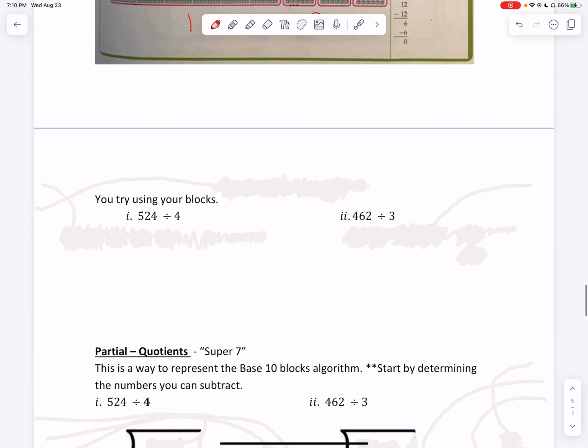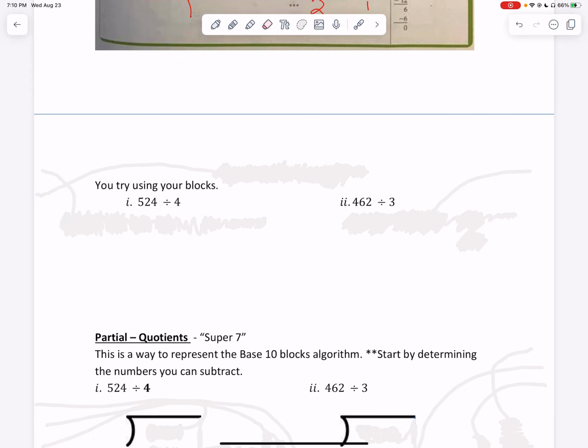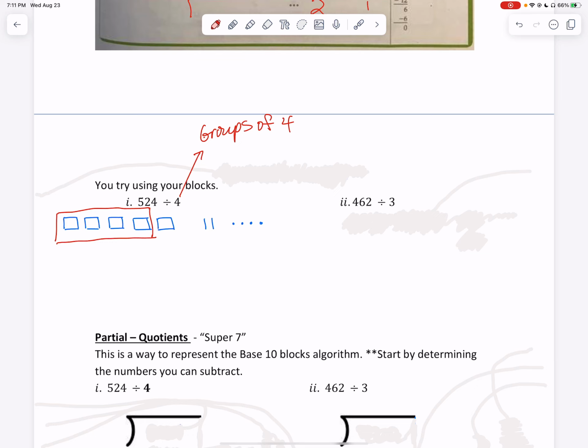So we're going to try using our blocks. Let's draw our box, 524. So I've got 500, so that gives me 5 flats. I've got 20, so that's my 2 rods, and then I've got 4 units. All right, so I'm trying to separate these into groups or sets of 4. Notice right here, here's 1 set of 4. So that's 1 set of flats.